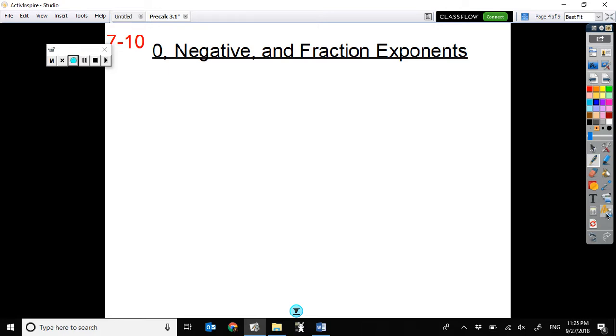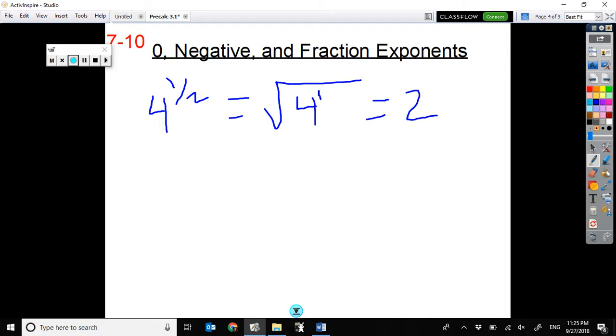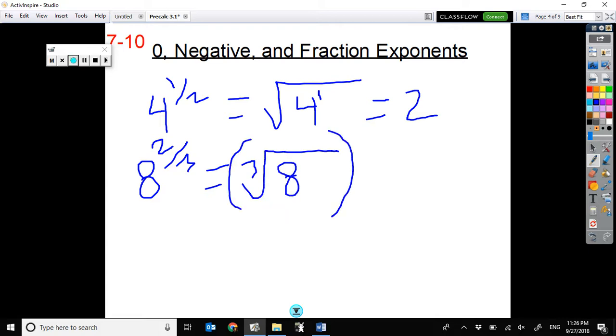If I get a fraction exponent, say I have 4 to the 1/2, well, that just means the square root, because the bottom number is the root, of 4 to the first power, which is 2. Likewise, what if I have 8 to the 2/3? Well, that's the cubed root of 8 squared. I'd say, well, the cubed root of 8 is 2 times 2 times 2, so that's the same thing as 2 squared, which would be 4.